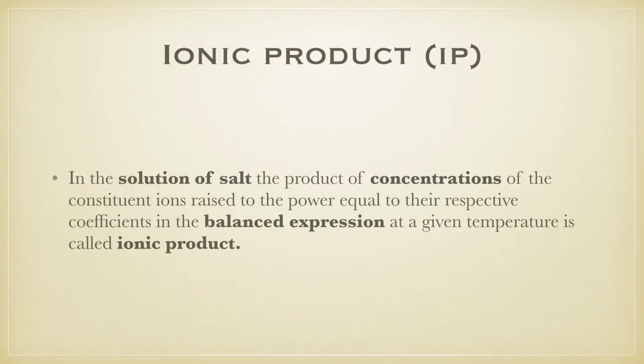So ionic product is defined as, in the solution of a salt, the product of concentrations of the constituent ions raised to the power equal to the respective coefficients in the balanced expression at a given temperature is called the ionic product. Please understand, when it was solubility product, it was a sparingly soluble salt. Over here it is simply a solution of a salt, and instead of equilibrium concentration we are simply referring to it as concentration. Okay, so the concentration term other than at equilibrium is nothing but the ionic product.